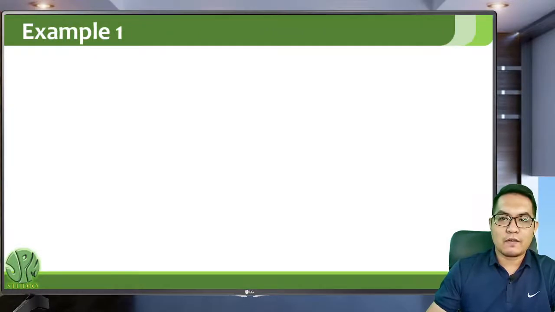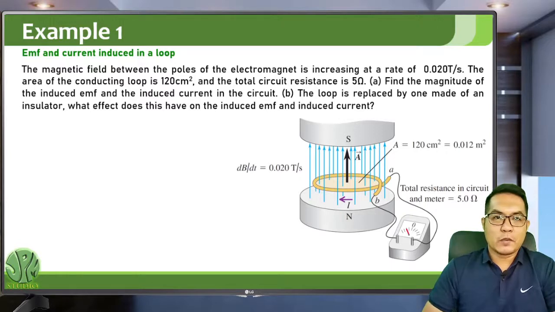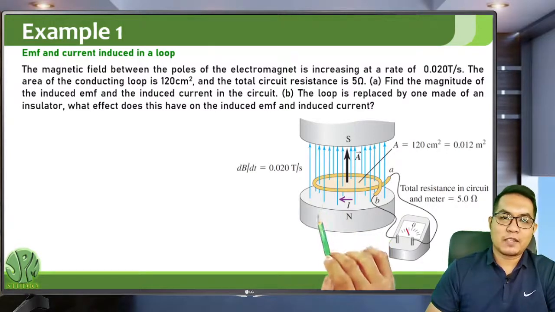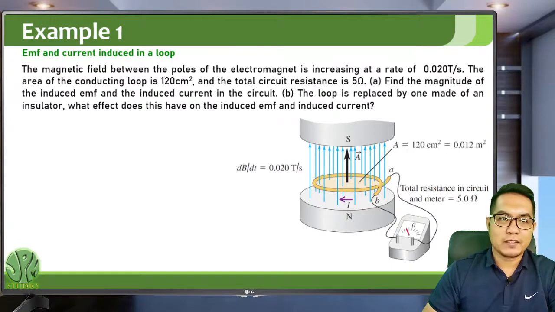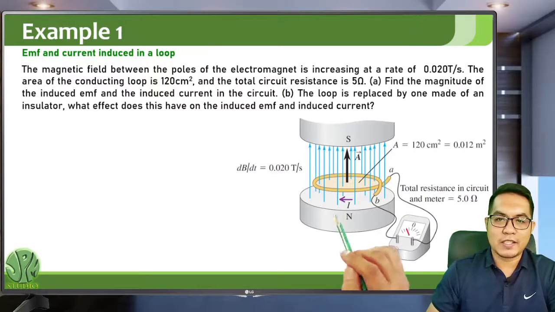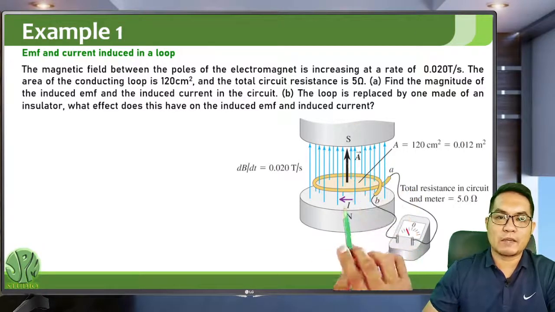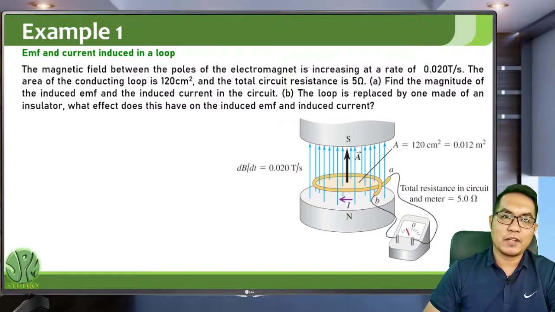Okay, so let's now have an actual problem. The magnetic field between the poles of an electromagnet, basically coils of wire, solenoids, is increasing at a rate of 0.020 Tesla per second. You have a loop placed between the poles of the electromagnet. This is the north pole, this is the south pole, meaning the magnetic field is upward and it is increasing. The area of the loop is 120 centimeters squared and the total circuit resistance is 5 ohms. Find the magnitude of the induced EMF and the induced current in the circuit.